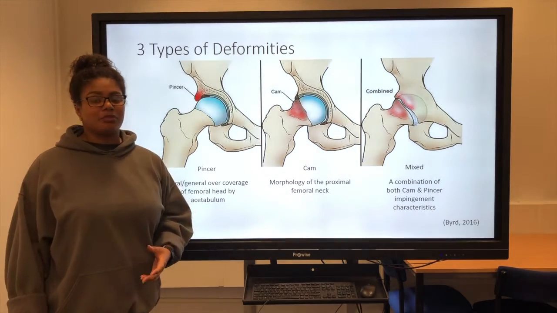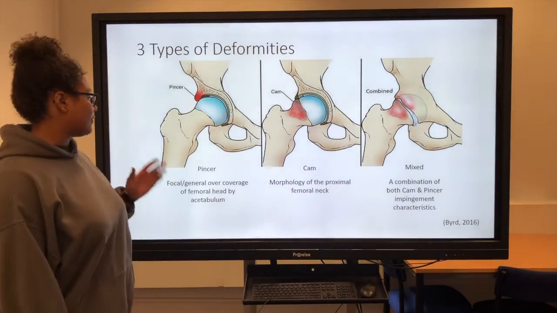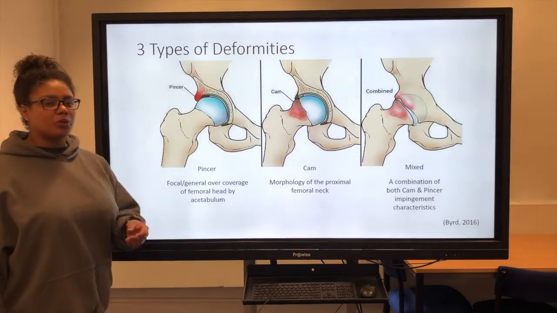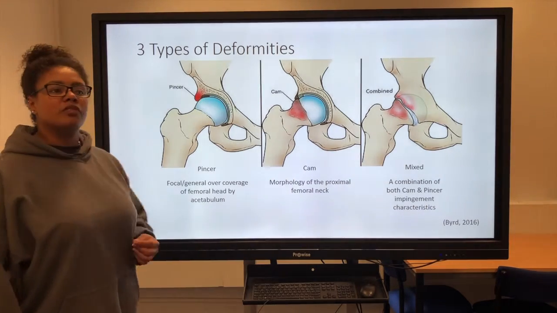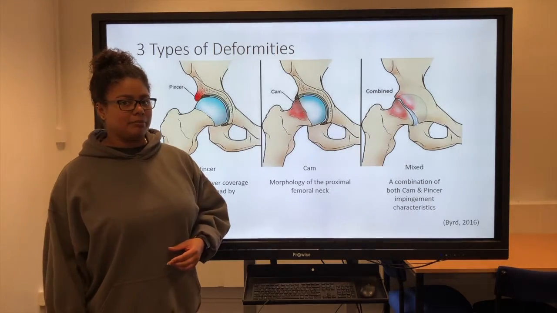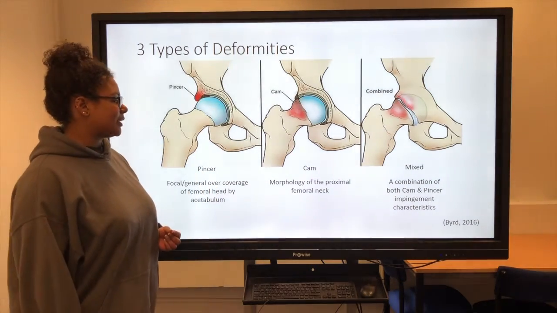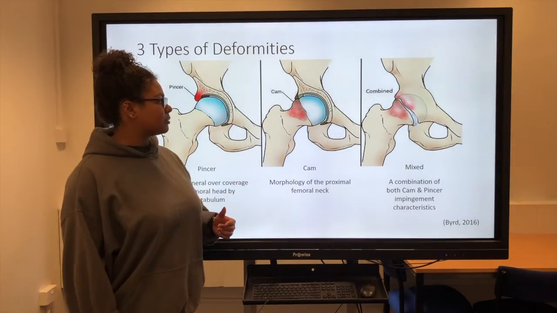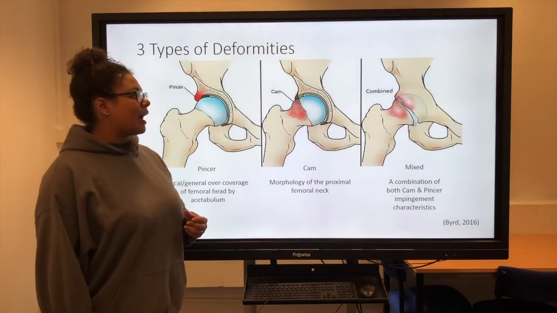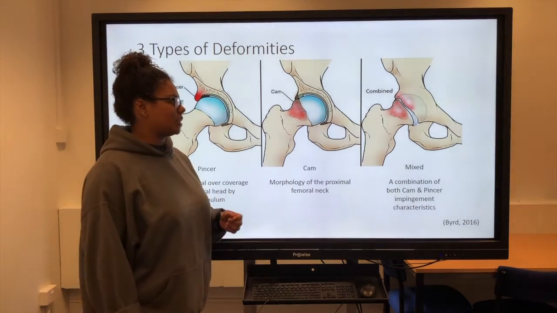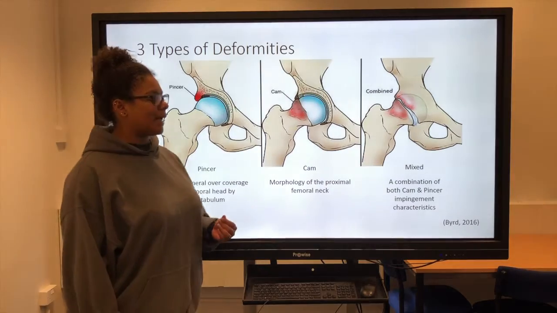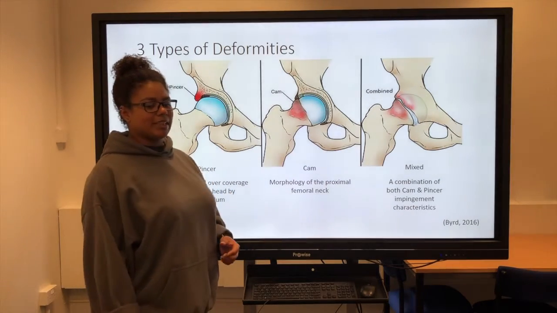There are three types of deformities related to FAI. You have the pincer deformity, which is a focal or general overcoverage of the femoral head by the acetabulum. You have the cam deformity, which is a morphology of the proximal femoral neck. And you have a combined morphology, which is a mixture of both cam and pincer impingement characteristics.